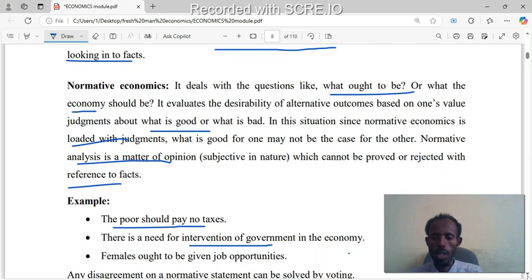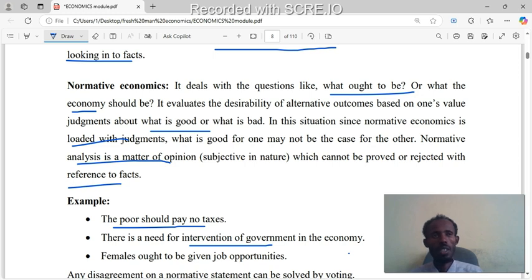For example, the poor should pay no tax. Some groups agree on this sentence, some groups disagree. For example, the poor people agree that the poor should pay no tax. But the people living at moderate or middle levels disagree with this sentence. Every citizen should pay tax. It is a matter of opinion of the people. There is a need for government intervention in the economy. So again, this is an opinion.